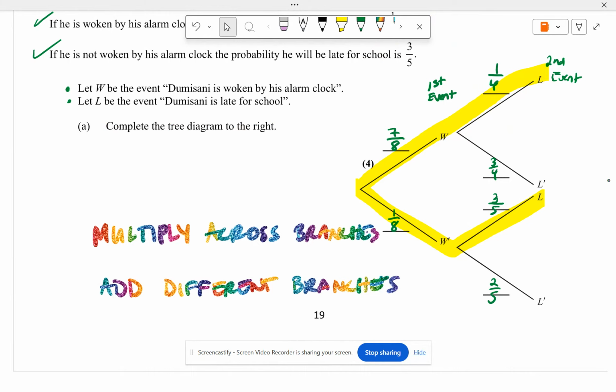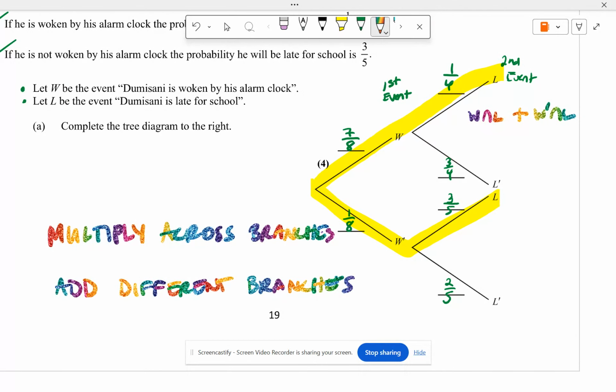It could happen this way. He could be woken up by his alarm clock and late, or he could be not woken up by his alarm clock and still late. That's how you would add the 2 different branches together, right? And then notice the and is going across the branches, right? W and L, that's going to be multiplication. Not woken up by his alarm clock and still late, that's going to be multiplication across those branches, okay? So and is times, or is add.